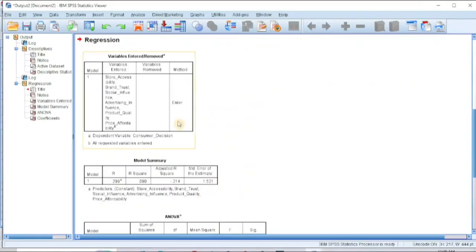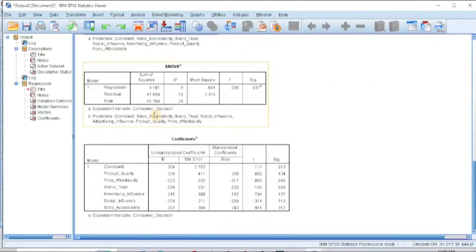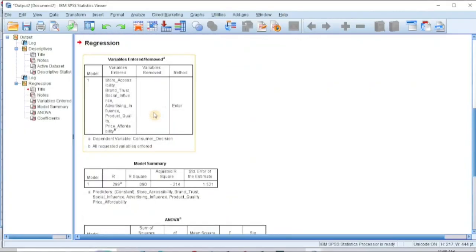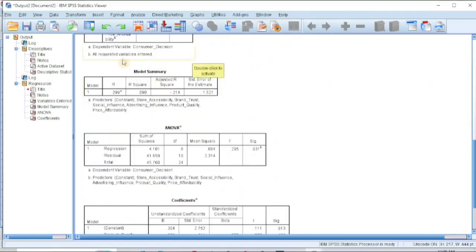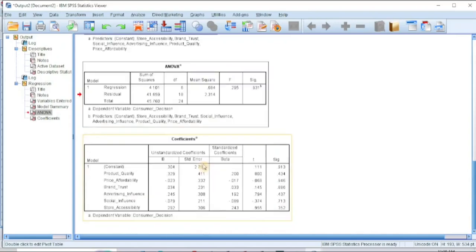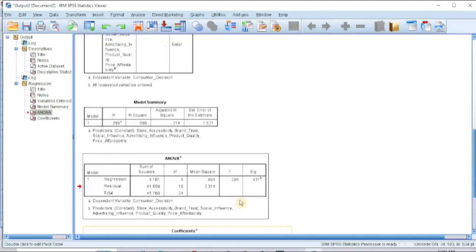As you can see, the multiple linear regression results have been produced. Here, you should concentrate on the following items: R square in the model summary table, p-value designated as SIG in the ANOVA table, and from the coefficient table, concentrate on beta and the p-value designated as SIG. Now, let me interpret them one by one.